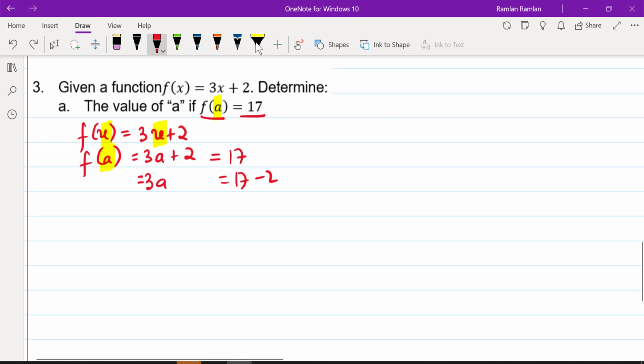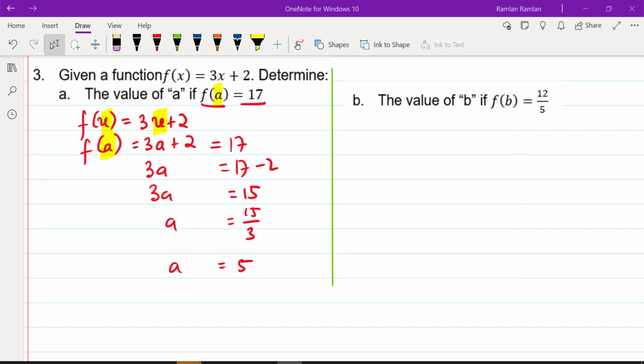Okay, let's do it again. 3a equals 17 minus 2, which means that 3a will be equal to 15, and divide both sides by 3. And then a is equal to 5. There you go. Pretty easy.